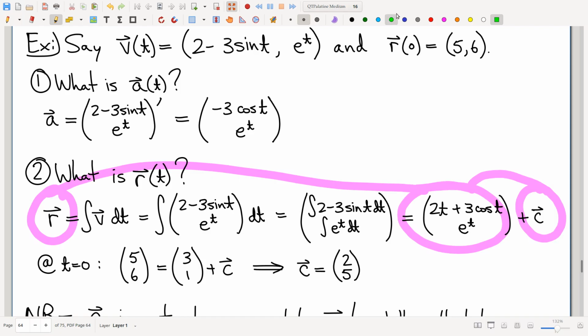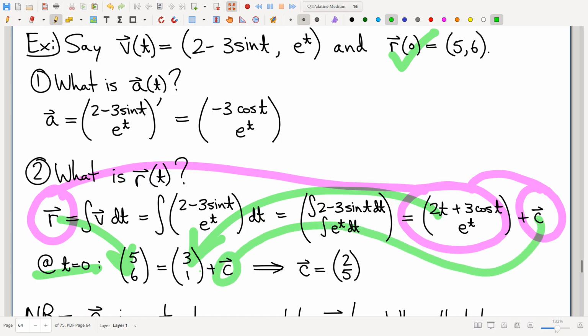We plug in t equals 0. Plugging t equals 0 turns that into that. A little bit of arithmetic turns that into that. And then of course C comes along for the ride. And then this equation is very easy to solve for C. There it is. And it is not the initial condition. Right? Does everybody see that? Okay. So two things about this.